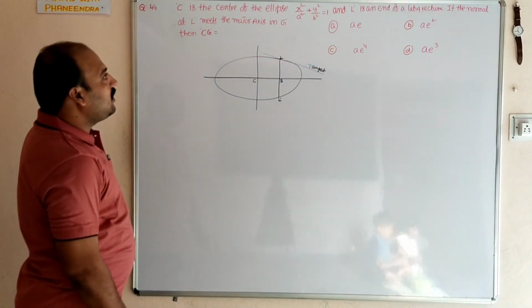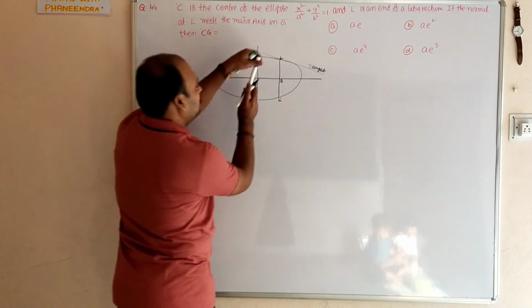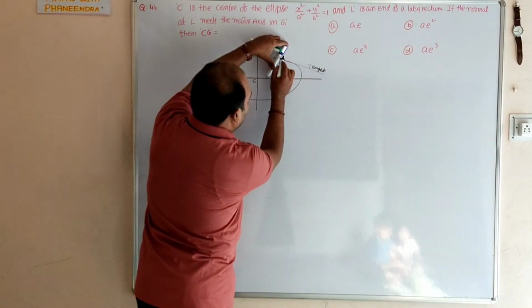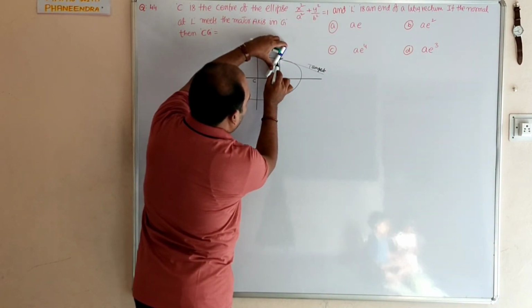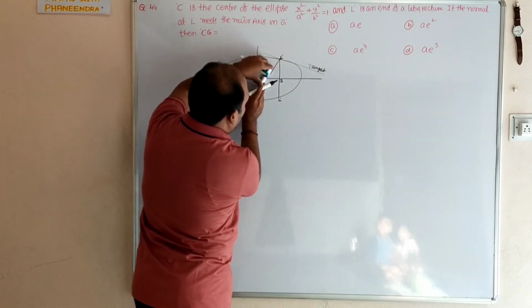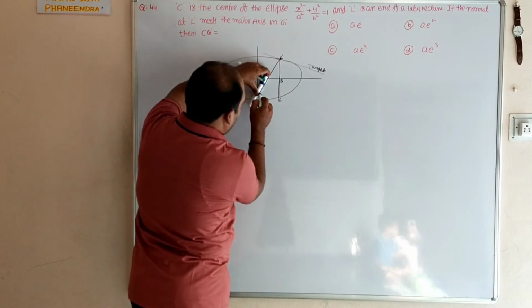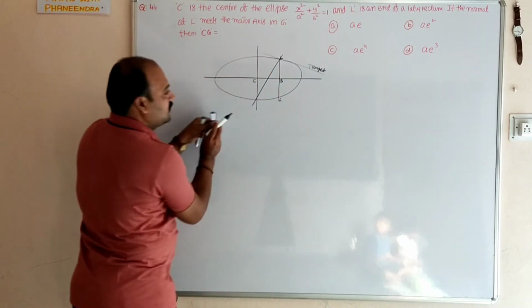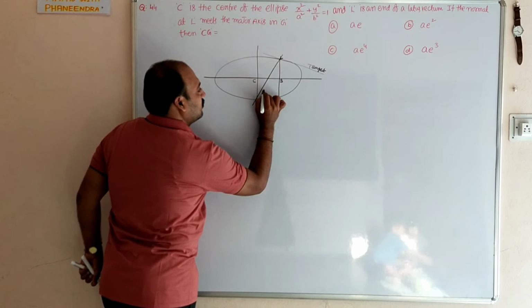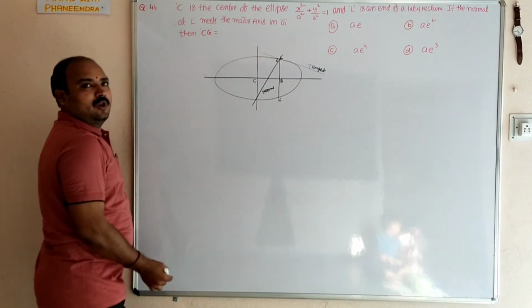And normal at the point L. So normal means it should be perpendicular. So here if you draw like this, this is the way you have to draw that perpendicular. So this is the normal equation. This is the tangent, this is the normal.